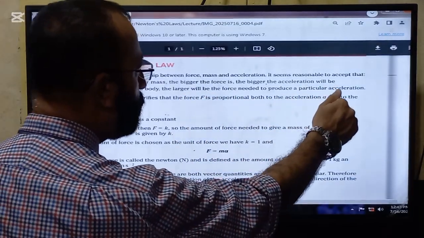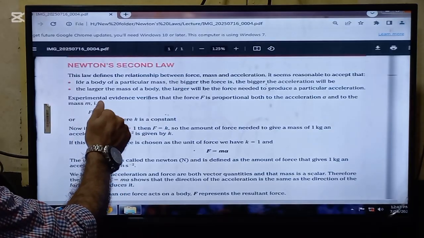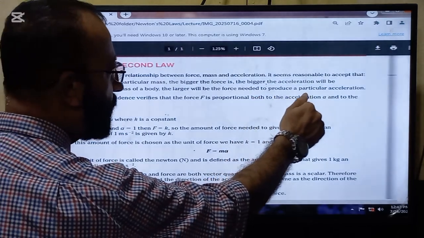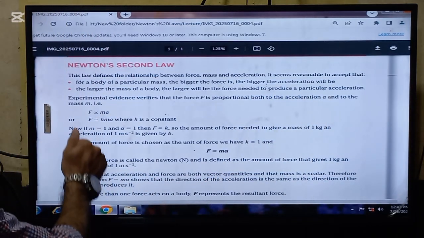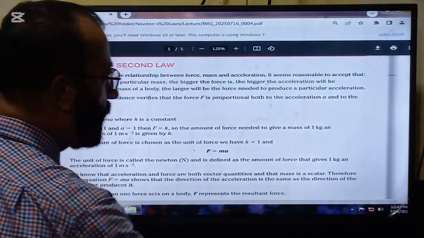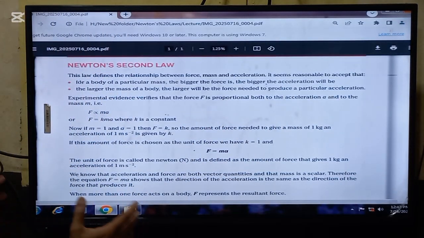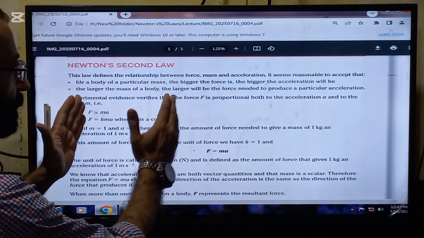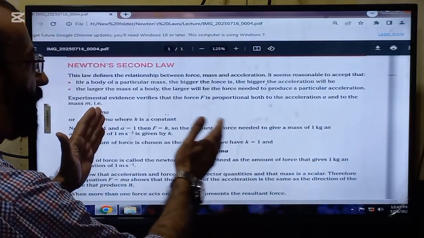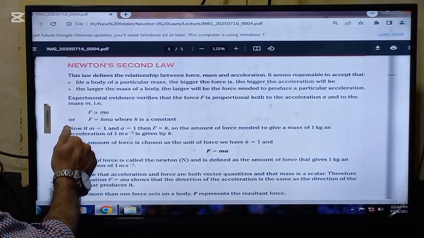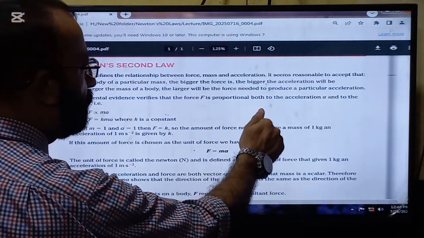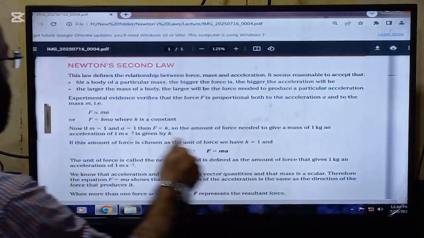It seems reasonable to accept that for a body of a particular mass, the bigger the force is, the bigger the acceleration will be. Second point, the larger the mass of the body, the larger will be the force needed to produce a particular acceleration. So this is vice versa. So bigger the force, bigger will be the acceleration, or in other words, if the acceleration is bigger, bigger force is required.